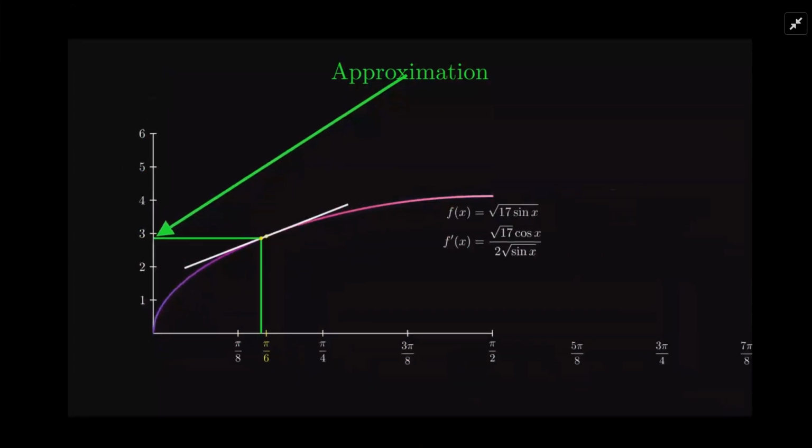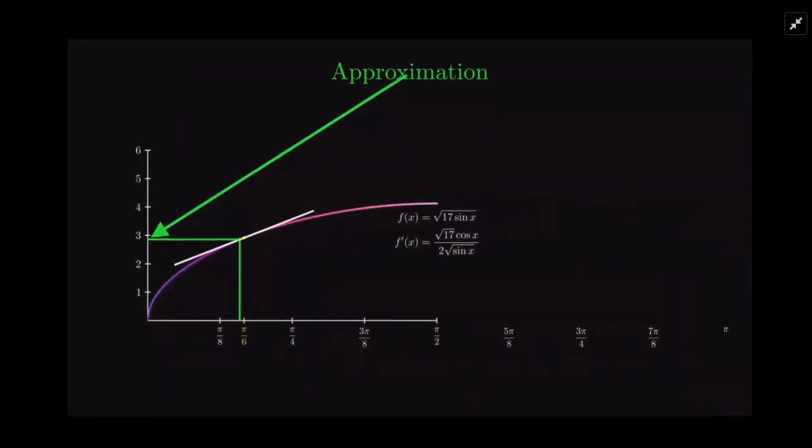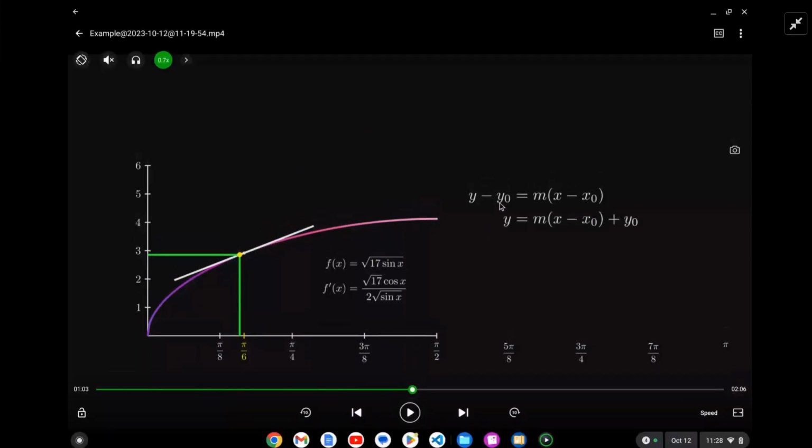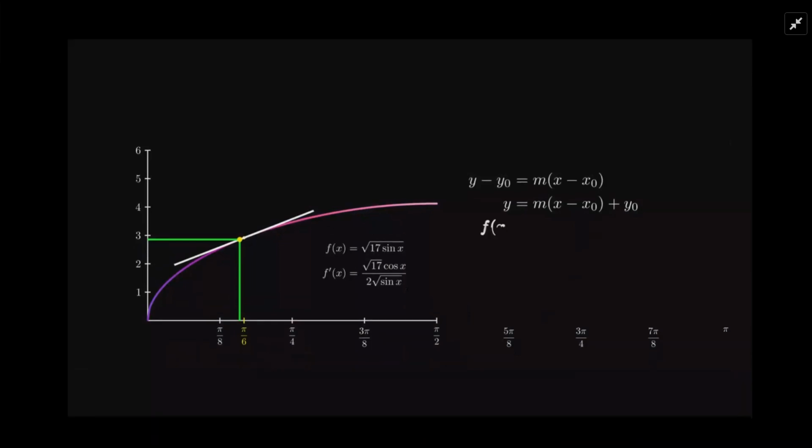Okay, so let's look at the calculation now. All right, so we're going to use the point slope formula. Let's just pause it here. Okay, so I moved the y sub 0 over here. So this is the slope. Okay, and x zero is the center point, which is pi over 6. Okay, so that would be the equation of the tangent line, and we just need to get the value of it at 0.5.